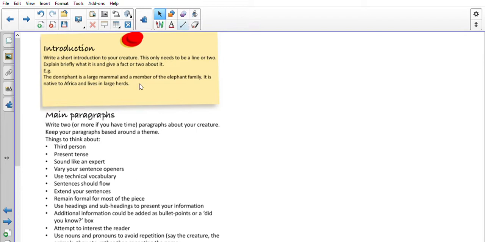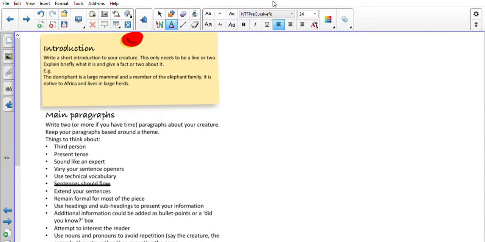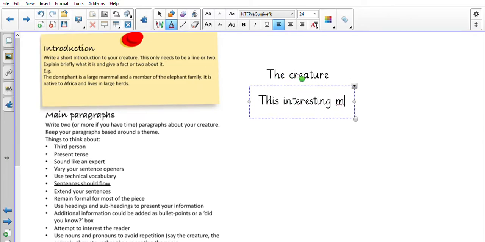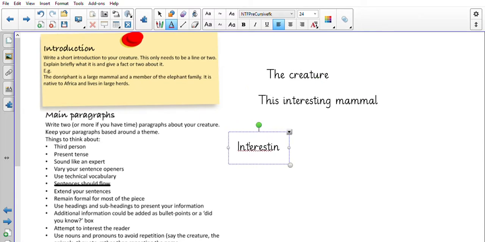Your sentences should flow, and think about using different sentence openers. I don't just want to hear you saying the creature, the creature, the creature. Okay, so think about different sentence openers. So you might have given your creature a name, or you may start your sentence by saying the creature, but then you might say this interesting mammal, interestingly, comma, because I want to see you using lots of fronted adverbials as well. And think about how to start your sentences in an exciting way.